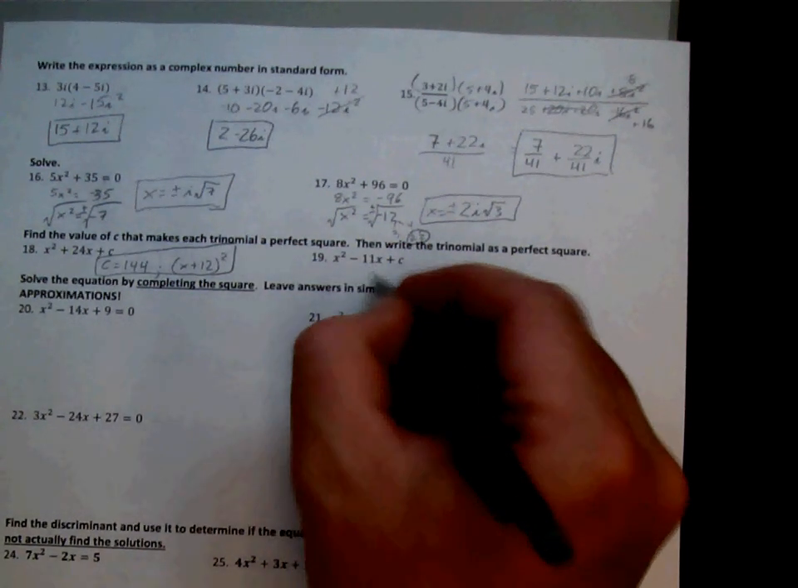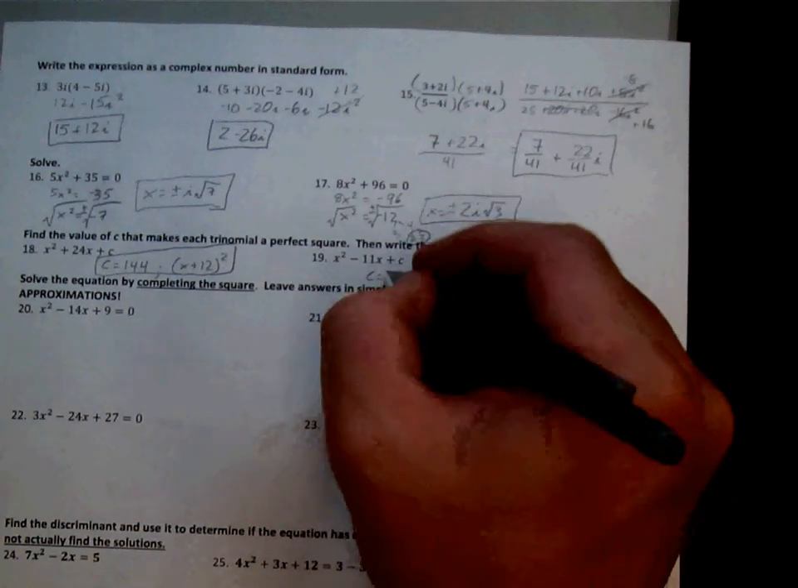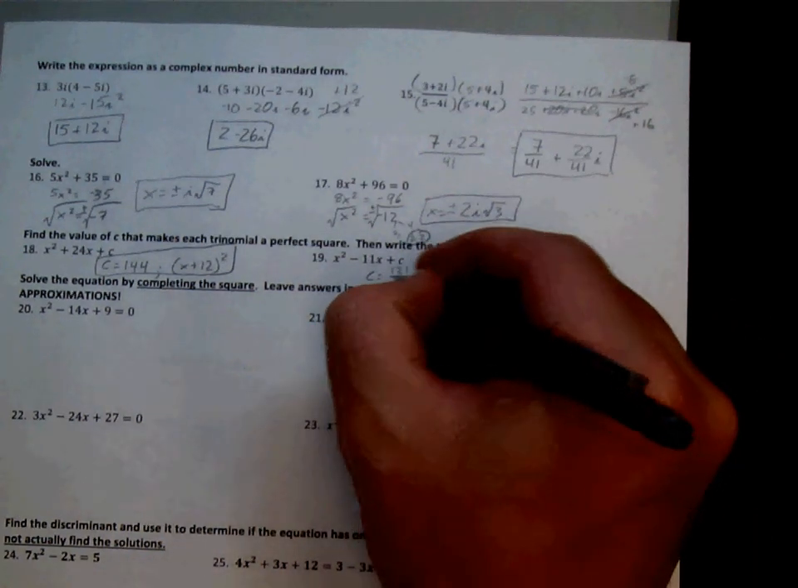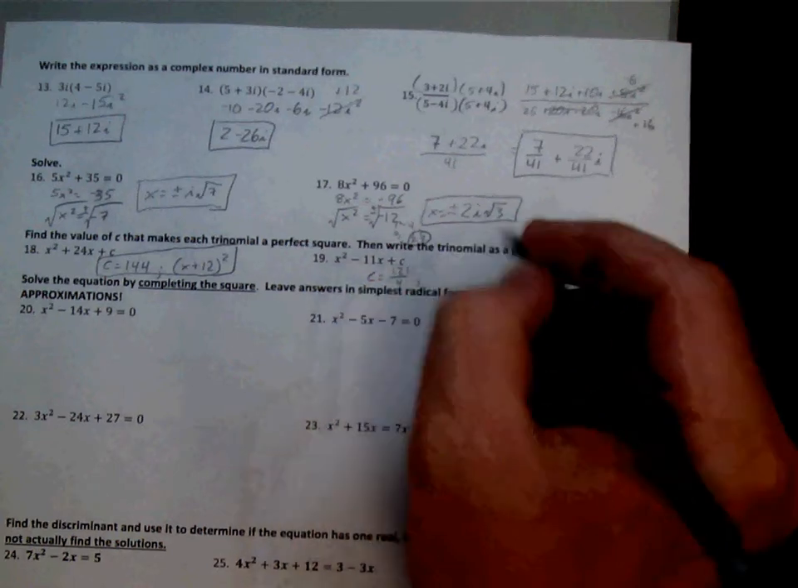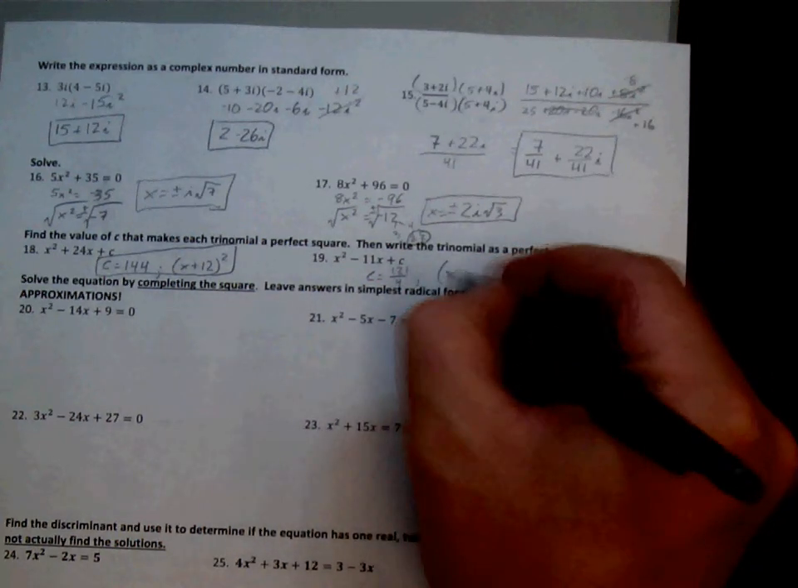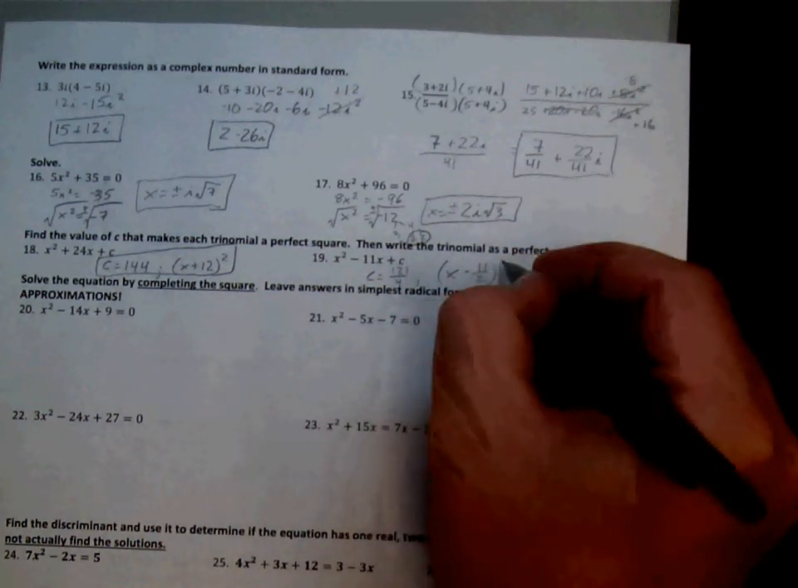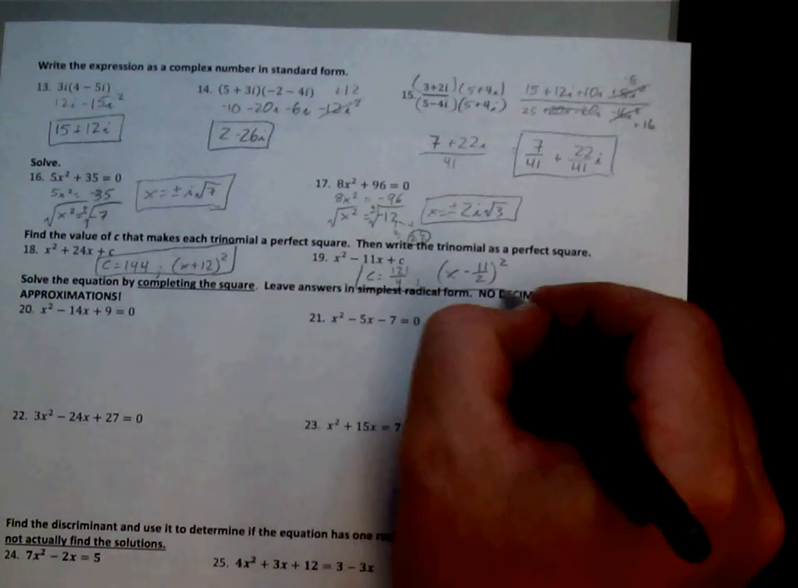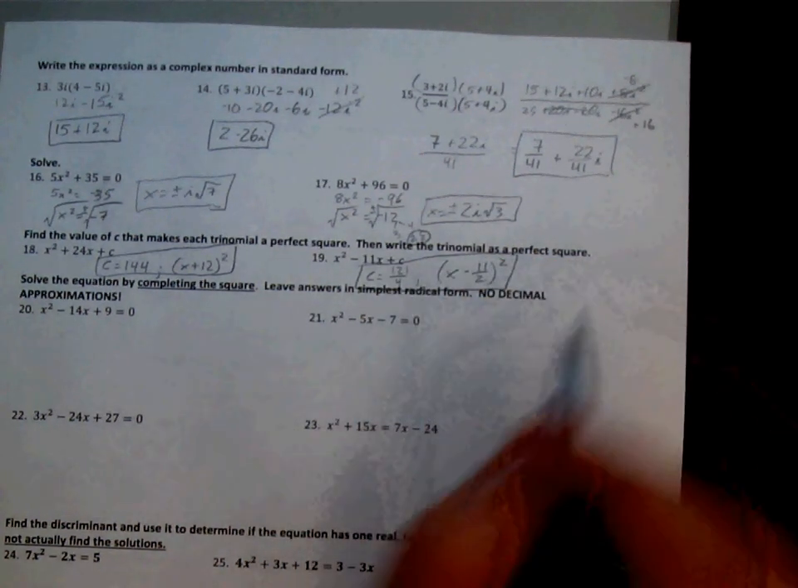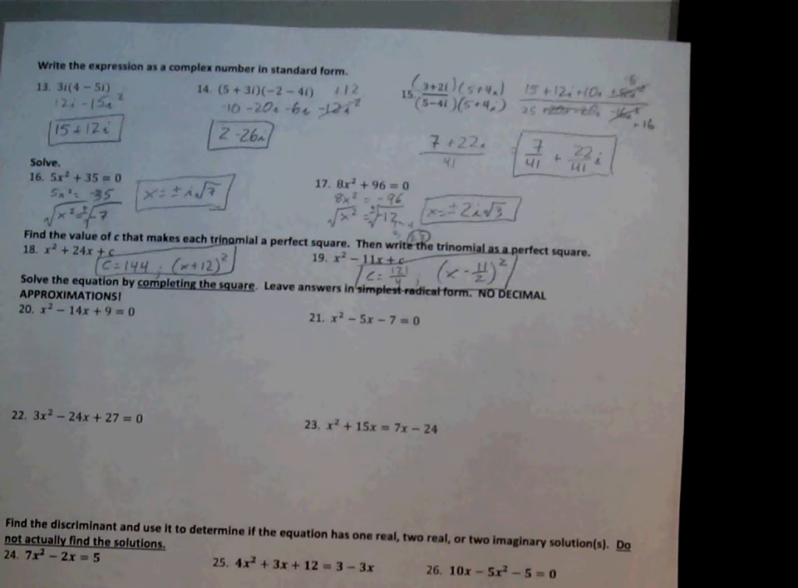And then for the next one, negative 11 over 2 squared is going to be positive 121 over 4. And so the factor is x minus 11 halves squared. Number 20, now we're going to solve by completing the square.